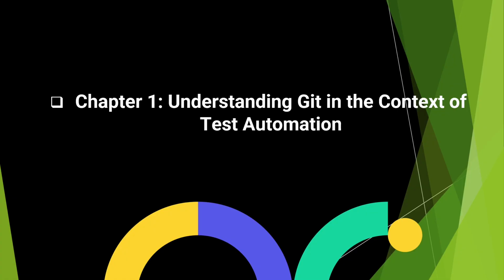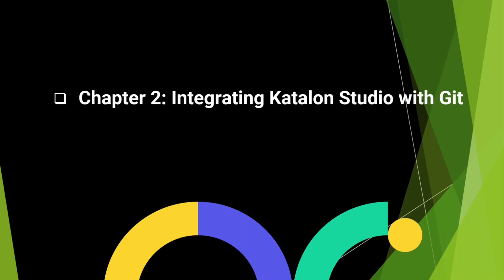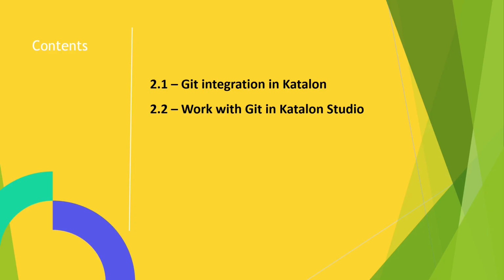Chapter 1, Understanding Git in the context of test automation, which contains three different sections. The first section is Overview of Git. What are the benefits of using Git for test automation projects and the basic concepts of Git. And then chapter 2, integrating Katalon Studio with Git. This consists of two different sections. In section 1, I'm going to cover the Git integration in Katalon Studio. And in section 2, we're going to start working with Git in Katalon Studio.